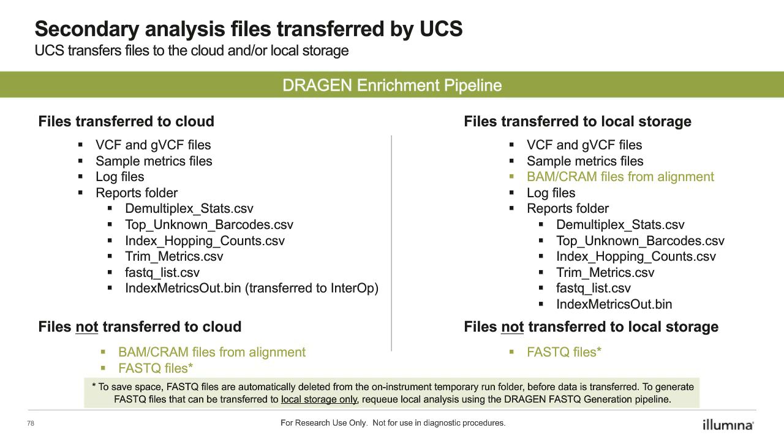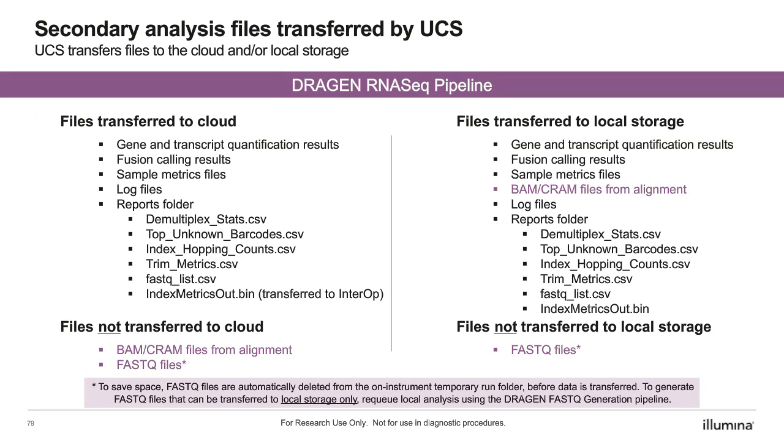And we have the same exact scenario for the RNASeq pipeline. If the RNASeq pipeline is done locally and you send this data to the cloud, you're not going to have your alignment or your FASTQ files. Of course, you'll have all of your other files that you may need, but if you need to perform any type of troubleshooting or if you want those files, we really recommend that you set this up in cloud mode so you have that available. Similar for the local storage locations, the FASTQ files are not going to get transferred, so if you need them, you'll have to generate them using our FASTQ generation pipeline.